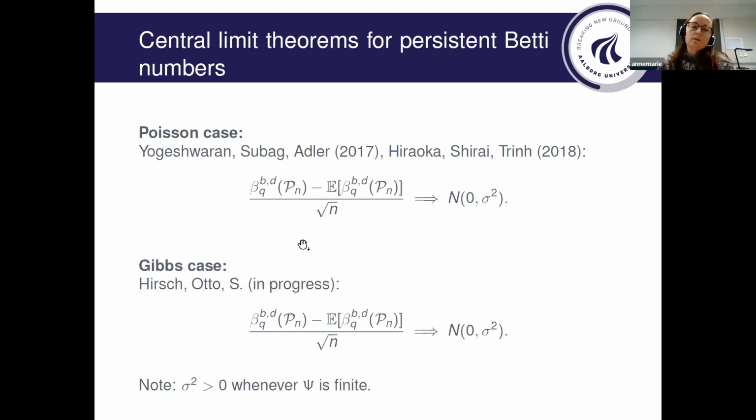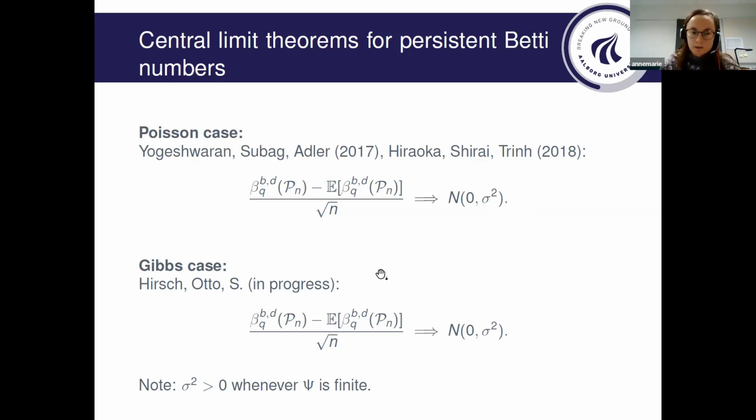So this has been shown in the case of a Poisson process, first by Yogeshwaran, Subag, and Adler, in the case where birth and death times are equal, and it was generalized by Hirsch, Gieraï, and Trinh. So the result here says that the persistent Betti numbers minus the expectation divided by the square root of the volume of the observation window converges to a normal distribution.